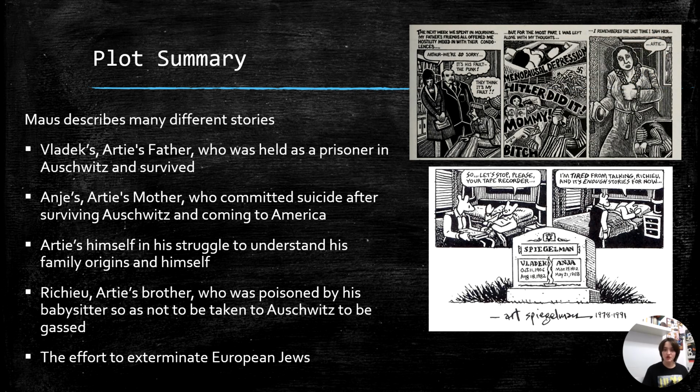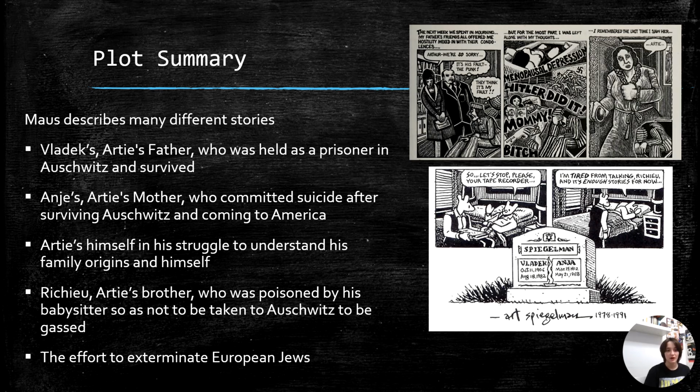Now, what I really want you to remember, and it is important to remember, is that Maus describes actually 5 different stories at the same time, relating them all together. First, it's Vladek's story, who was held a prisoner in Auschwitz and how he survived.